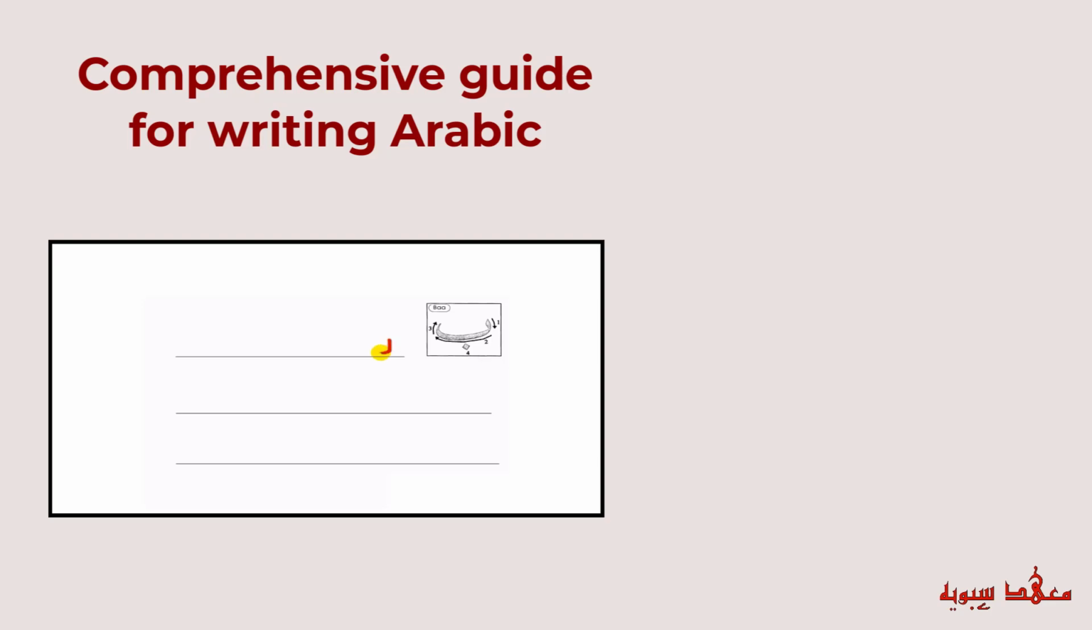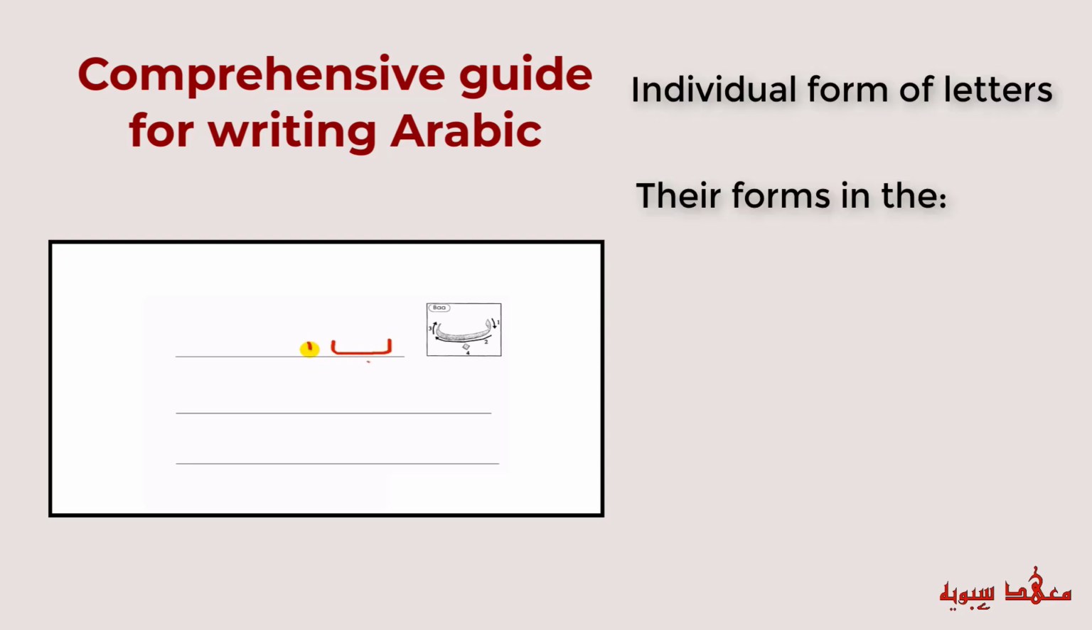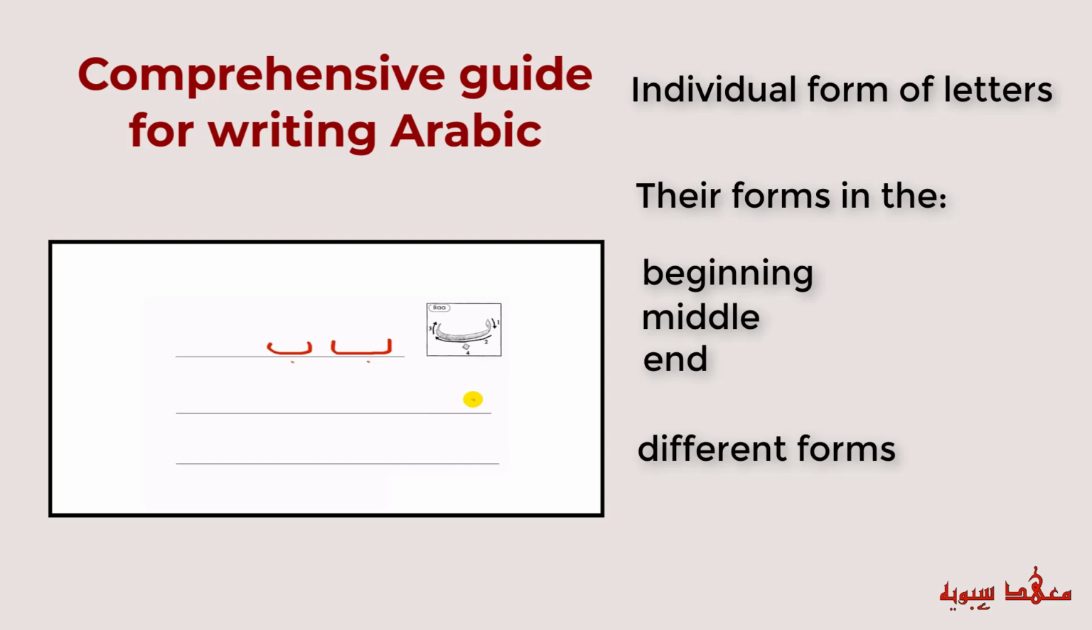This is going to be a comprehensive guide to writing Arabic. We'll be learning how to write the Arabic letters, how they are written individually. Then we'll show you how they're written in the beginning of a word, the middle of the word, and the end of the word. Also, some letters can be written in a number of different ways, depending on the script, so we'll be going through the different forms. You can review whichever letter you want later on. Some letters are harder than others, so you can go back and review those letters that you find difficult.